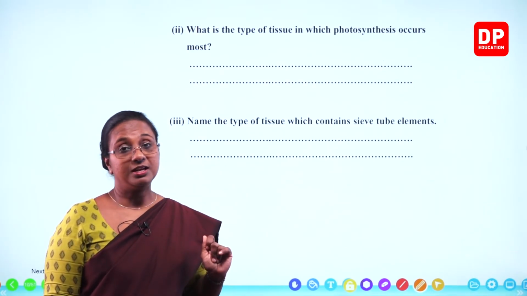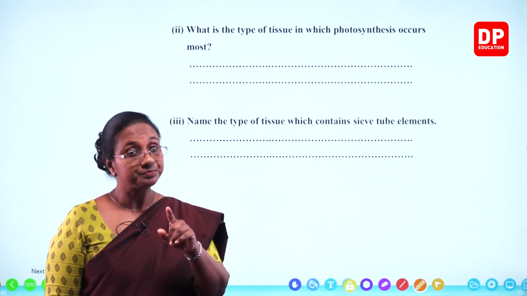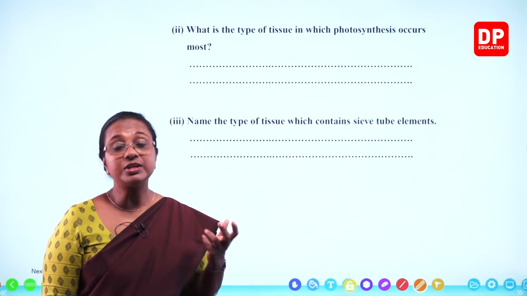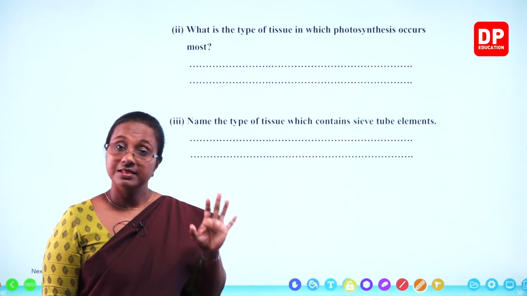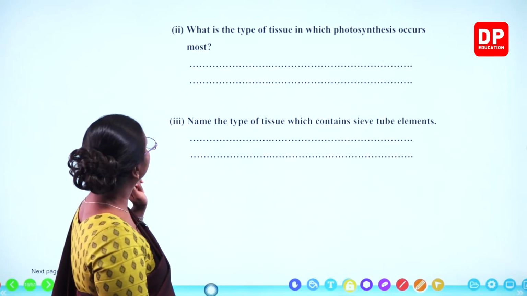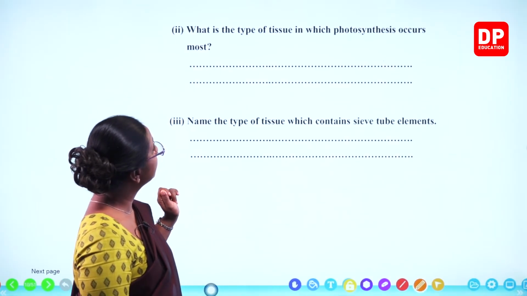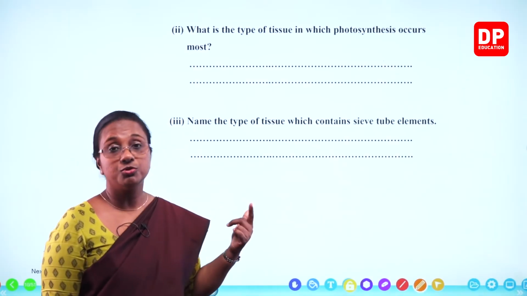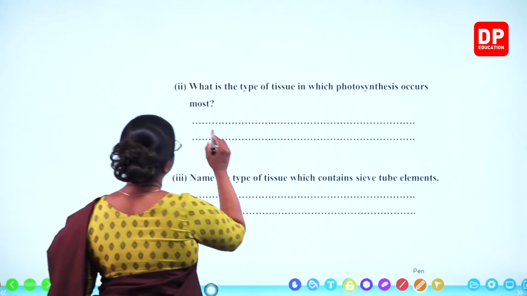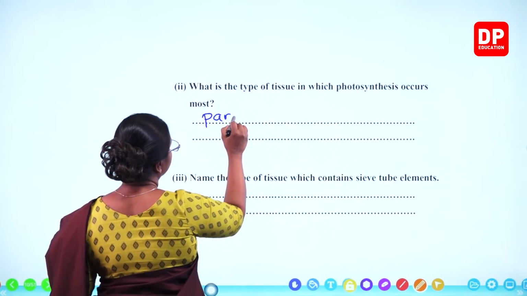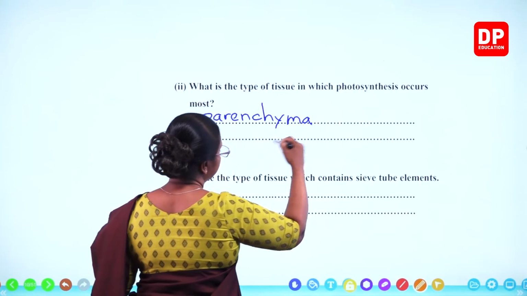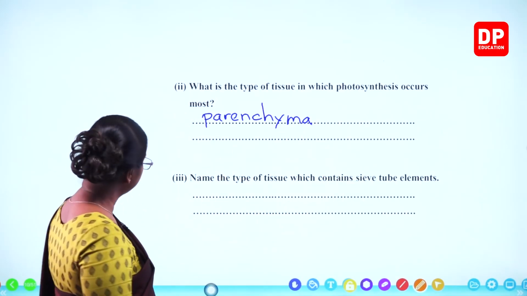In addition to that, you all know in young stems, there is collenchyma, in dicot stems, that also contains chlorophyll. Then it can carry out photosynthesis, but the main tissue, here the question is what is the type of tissue in which photosynthesis occurs most? So, then of course, it is parenchyma. Parenchyma, you can even write it as parenchyma tissue.